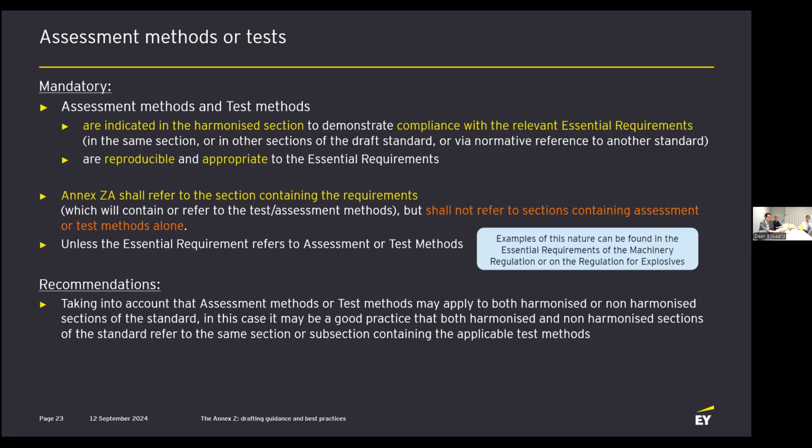Okay, so recommendation, taking into account that the assessment methods or test methods may apply to both harmonized or non-harmonized sections of the standard, because we may have a test method that serves to assess if the essential requirement is met, but this same test method could be used for other non-harmonized parts of the standard. Our recommendation would be that it could be a good practice that both harmonized and non-harmonized sections of the standard refer to the same section or subsection containing the applicable test methods. Okay, so this means we don't have to duplicate the test method in the standard, but we have the test method in a third section or subsection, and then both the harmonized and non-harmonized sections refer to this section or subsection. Let's go to the example, next slide.